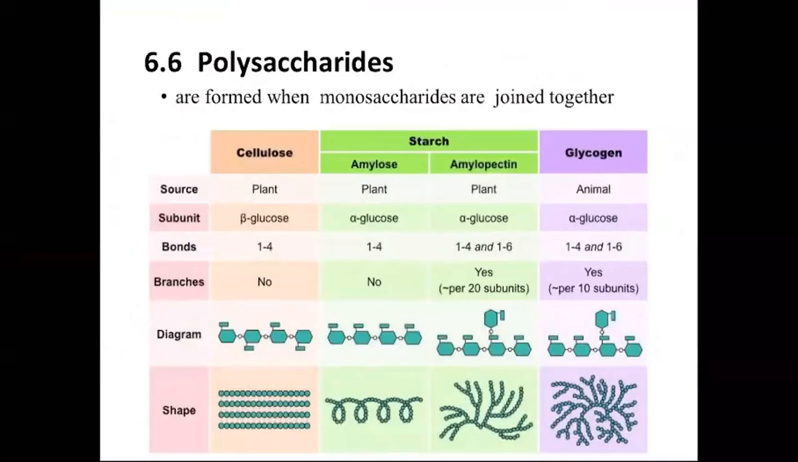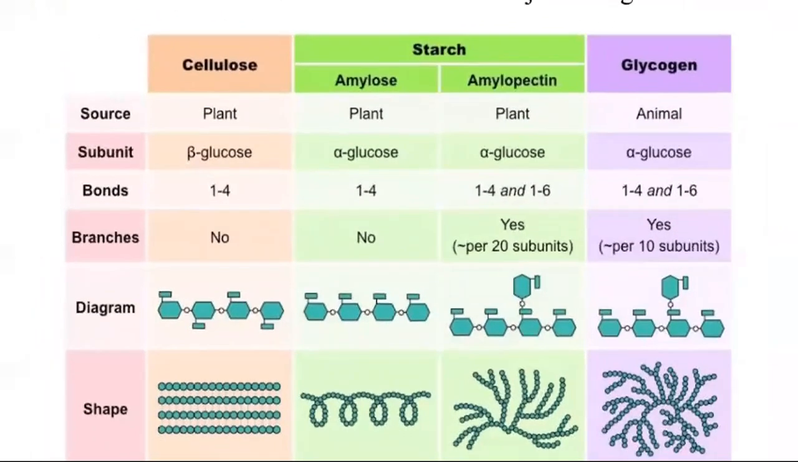Lastly, to conclude our conversations about carbohydrates, here we have polysaccharides. Now, the polysaccharides that you see here, we can observe that all of them are made out of glucose. So the subunit is going to be the monosaccharide that they're made from. All of the polysaccharides that we see here are glucose-based. Now, we can see that some of them have branches, some of them don't.